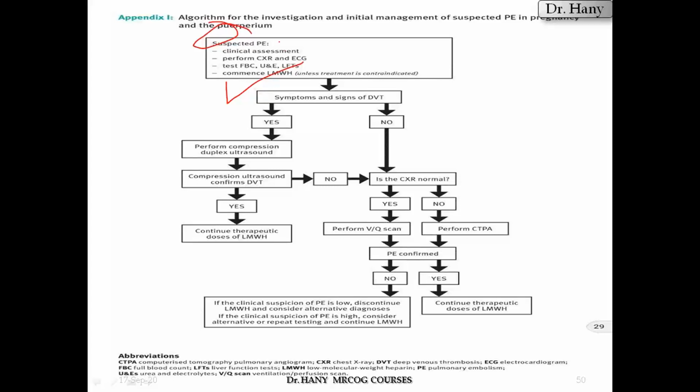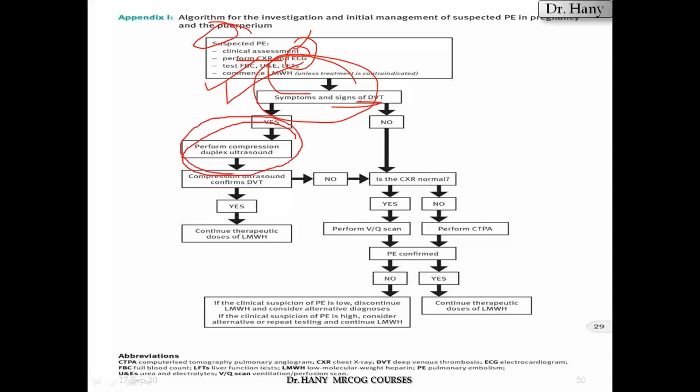Suspected pulmonary embolism by the clinical assessment. Chest X-ray is needed. ECG is needed. Full blood count, urea and electrolytes, liver function, and start the low molecular weight heparin. If there are symptoms and signs of DVT, the woman has a tender calf, a swollen leg, so you will do a compression duplex.